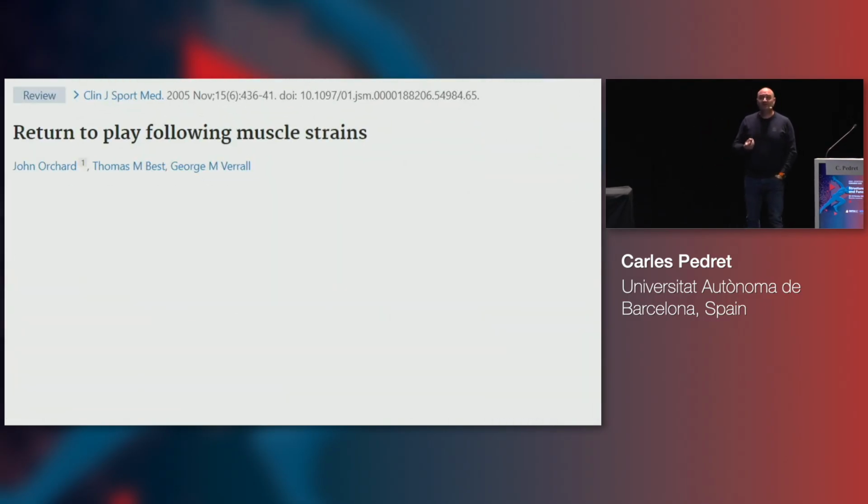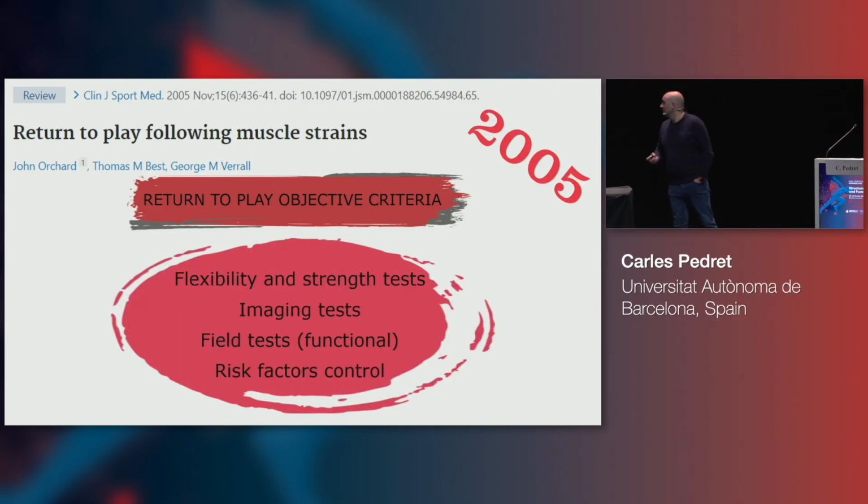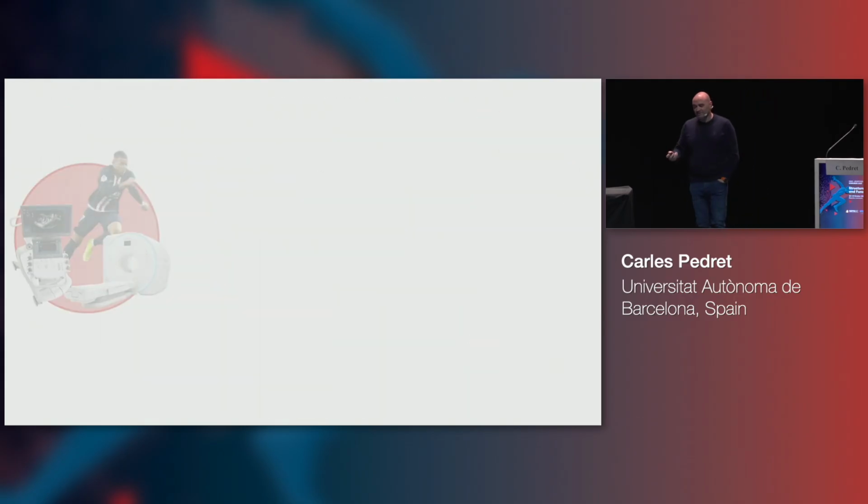That's quite easy in the theoretical aspect, but it's very difficult to apply. So this is one of the slides that I put also yesterday, and we have all these return to play criteria. I'm not going to stay here. I explained it yesterday, and we need to take care of that.